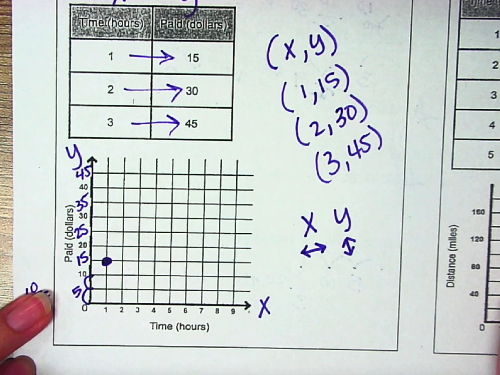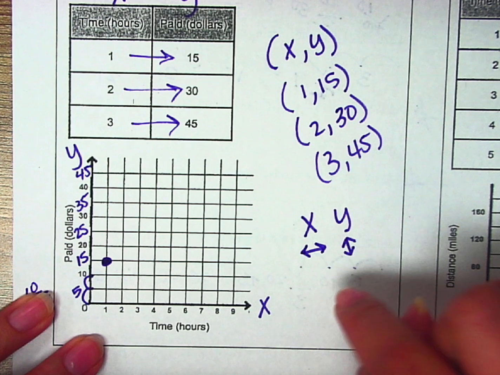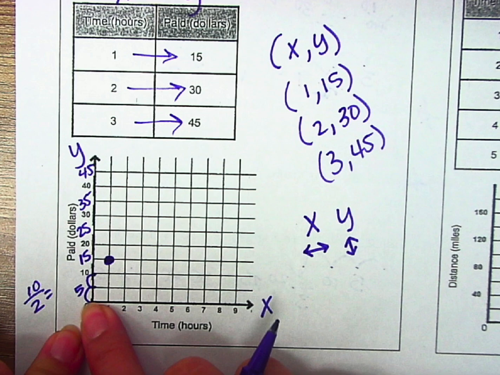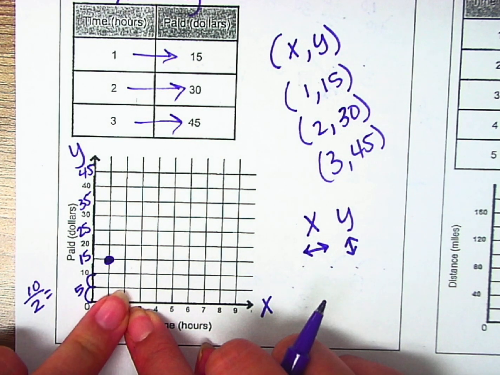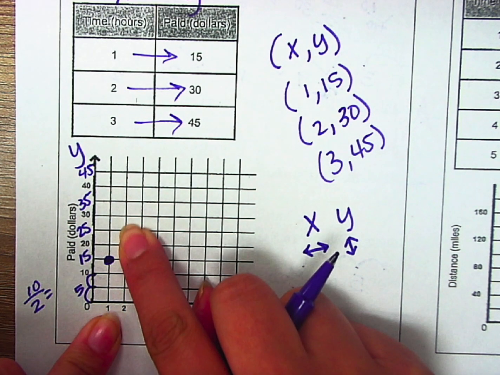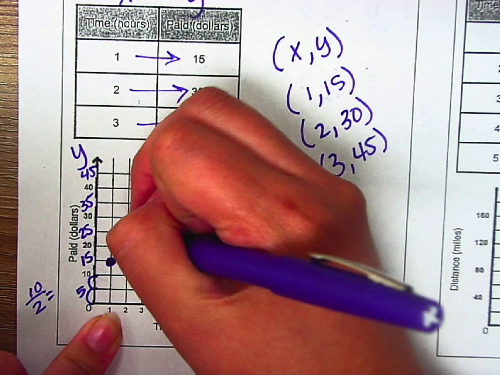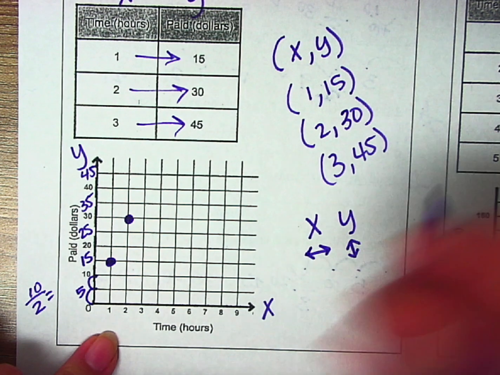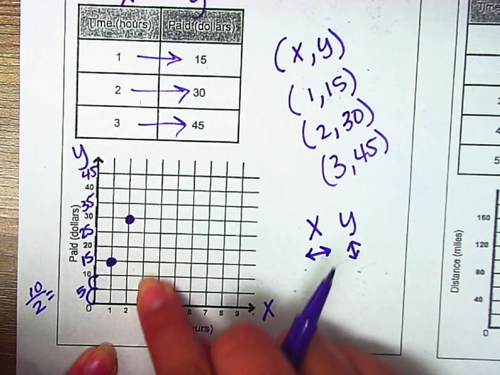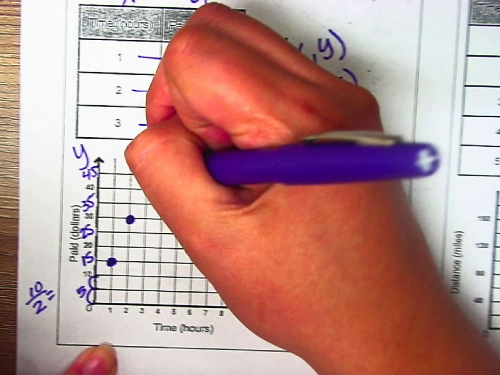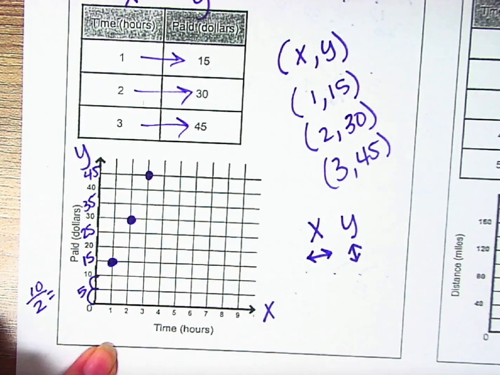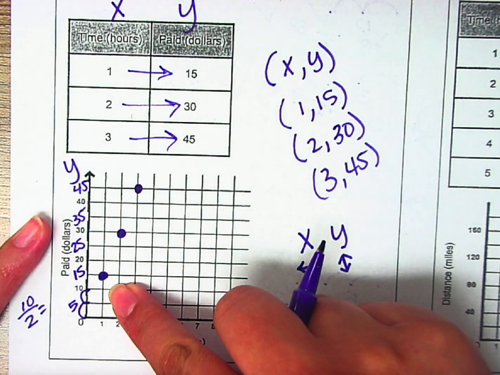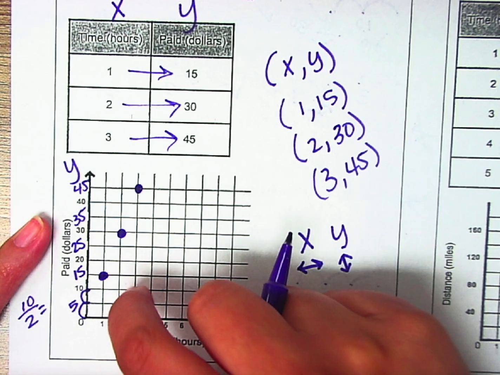So let's do the second point. The second point is going to be 2 and 30. I'm going to move my finger over to the second one on the x-axis, and I'm going to go all the way up to 30 right here. So I'm going to put my point nice and big. Okay, now let's do the third point. We're going to go 3 all the way up to 45. For now, we're not connecting the line. We'll do that later. I just want to make sure that you have the point on the correct spot.